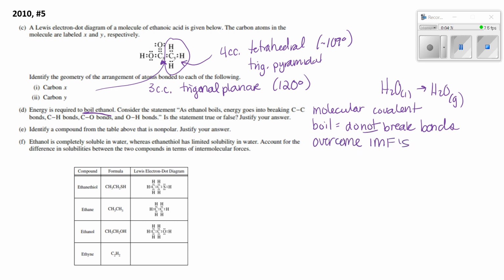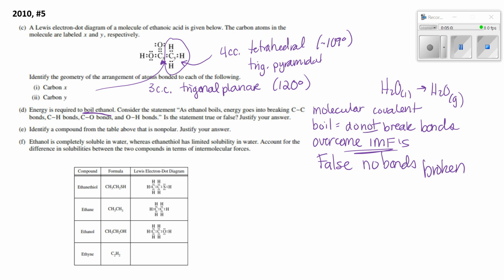So taking a look at this statement right here, is this statement true or false? Well, this person said as ethanol boils, energy goes into breaking these bonds. Is that true or false? It is false. Why? Because no bonds are broken. No bonds are broken during the boiling process. All we're doing is overcoming these intermolecular forces.